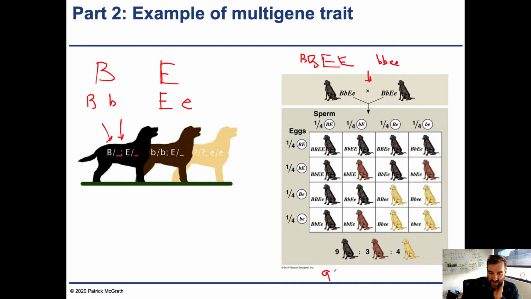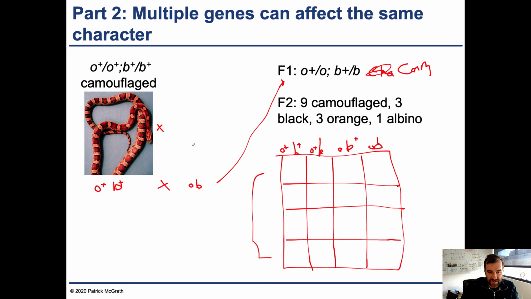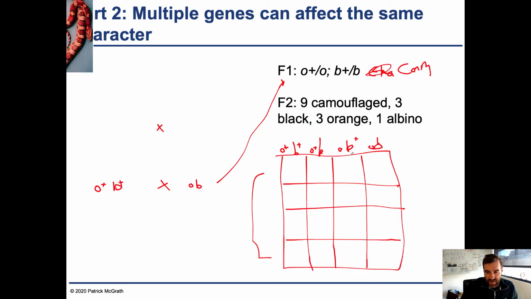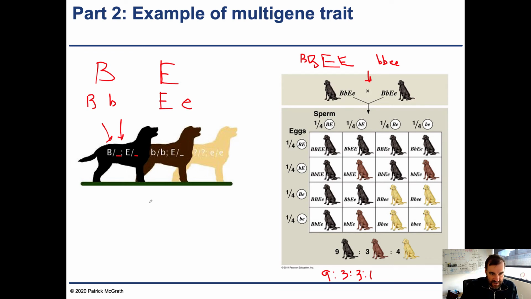And so this is what's meant by epistasis. So normally you see a 9:3:3:1 ratio. For example, that's what we saw in the albino snakes. And the reason that you don't see it here is that there is not this class right here. So for the albino snakes, there is this class right here. So this class and this class are both subsumed into this designation right here, where it doesn't matter what the B gene is. And so yellow labs combine these 2 genotype classes together.